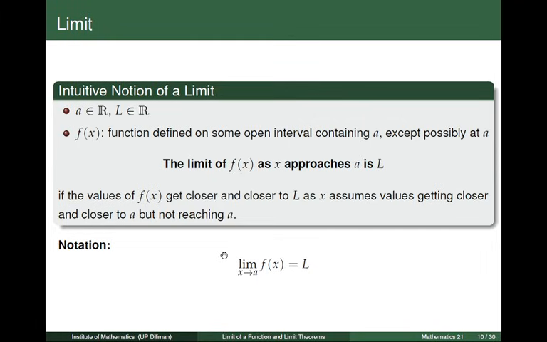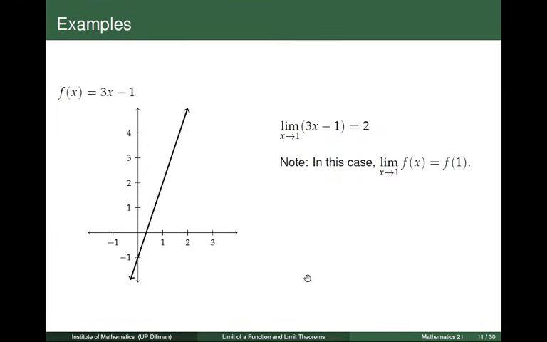So intuitively, using the table of values and the graphs for f, g, and h, we can say that the limit of f as x tends to 1 is equal to 2. The limit of g as x tends to 1 is also 2. And the limit of h as x tends to 1 is also equal to 2. Okay? So, let us review.